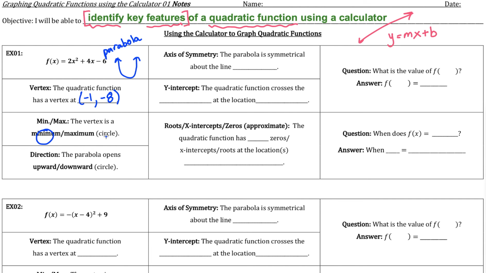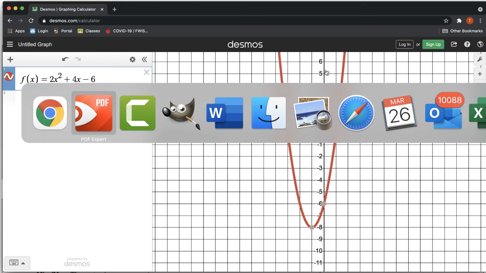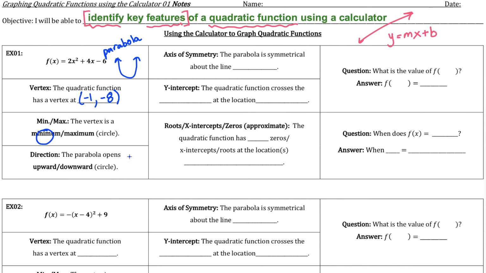Okay, direction. The parabola opens. Remember, this is our parabola. It opens upward or downward. So if you look here, if it's eating something, it's like eating whatever up here, right? Like if you imagine this is a mouth of some sort. So it opens upward. Upward is like this, and downward would be like this. Upward, downward. Upward is where it's at.